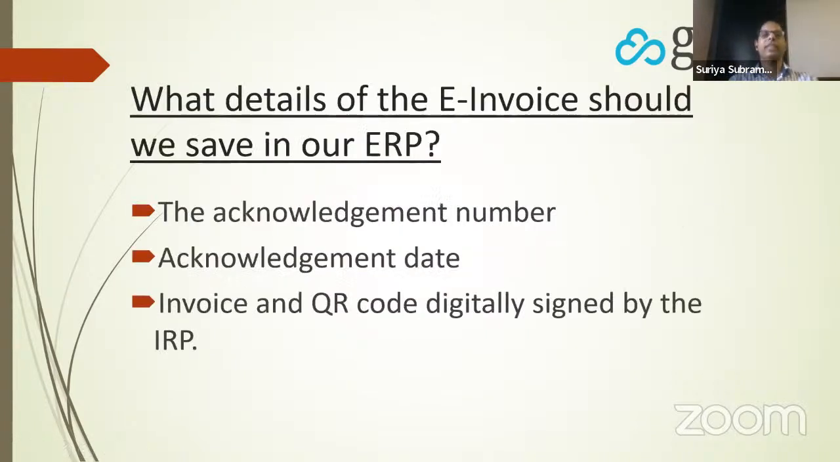So what details of the e-invoice should you save in your ERP? If you are a software developer or a business, our suggestion is to save whatever details the government sends you. Keep everything. The most important fields to keep are the acknowledgement number, acknowledgement date, the invoice number, the invoice and the QR code, which are digitally signed. The digitally signed data from the government, I showed you those 4,000 characters, 1,000 characters, save them and keep them with you. At a later date, if somebody asks for proof, you can use them.